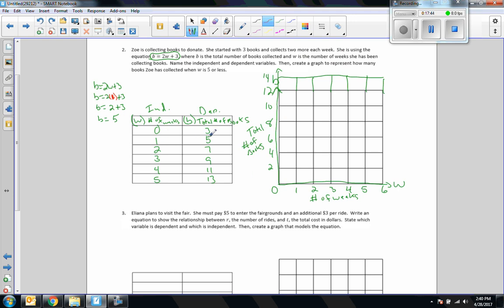So I'm going to graph 0. So 0 weeks, we're going to collect 3 books. 1 week, we're going to collect 5 books. 2 weeks, we're going to collect 7 books. Week 3, 9. Week 4, 11. And week 5, 13.